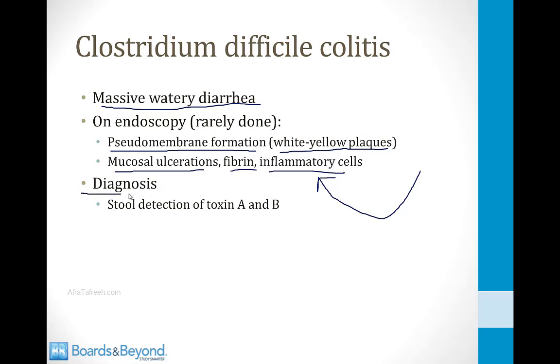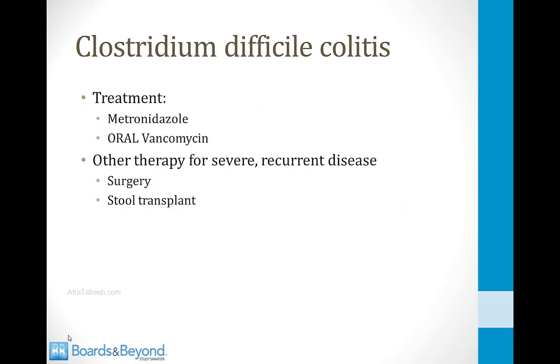And the way you diagnose a C. diff infection is by detecting presence of toxins A or B in the stool of a sick patient. There are two antibiotics you can use to treat C. difficile colitis. The first one is metronidazole. That will cover C. diff. Remember that metronidazole is used for anaerobes below the diaphragm, and C. diff is an anaerobe and it occurs in the colon, which is below the diaphragm.